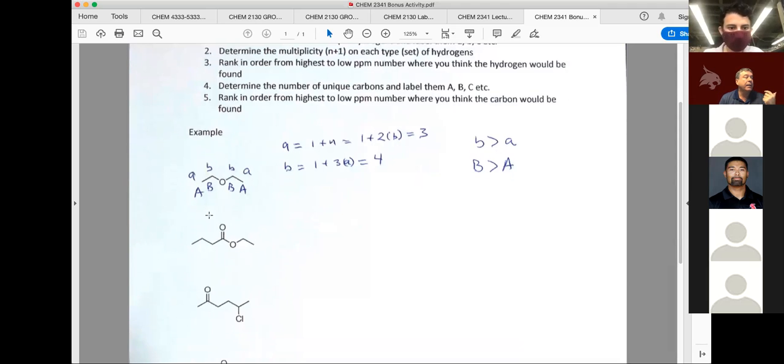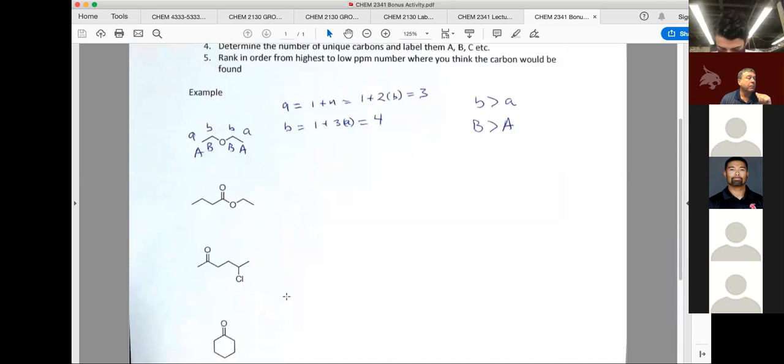Now, notice that when we go to this one right here, you're going to have A, B, C, D, E for your hydrogens, but you're going to have A, B, C, D, E, F for your carbons, because your carbonyl carbon counts as a carbon, and it's going to be shifted way downfield, but it doesn't have any hydrogens on it. So that's why I wanted you to label them differently for hydrogens and for the carbons.